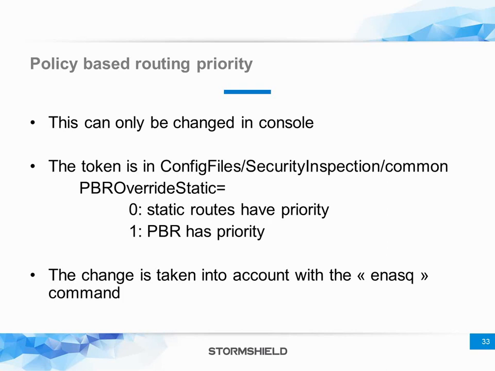This change can only be made in console. It is located in the config files security inspection common file, and the configuration token is PBR override static. 0 is the old behavior, so static routes have the priority, and 1 is the new one, so policy-based routing has priority. In order to take this change into account, you must use the enasq command.